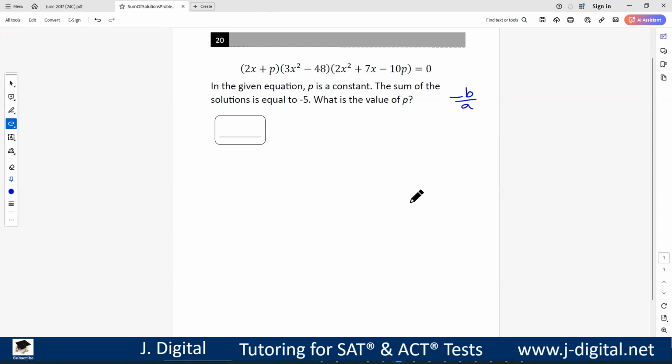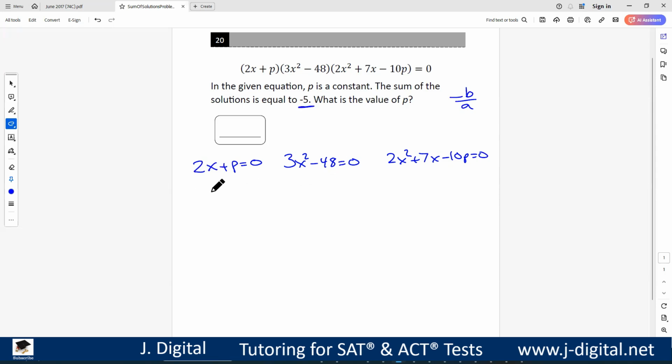Now, notice we have these in parentheses. So we use the zero product rule to solve for the solutions. So you have 2x plus p equals 0, 3x squared minus 48 equals 0, and 2x squared plus 7x minus 10p equals 0. We find the solutions for each of those and add them up. Those will be equal to the -5.